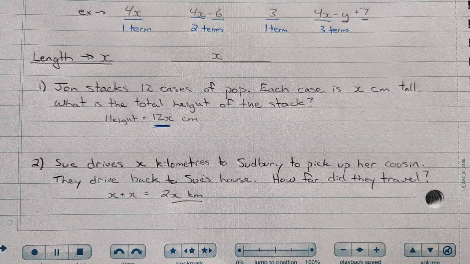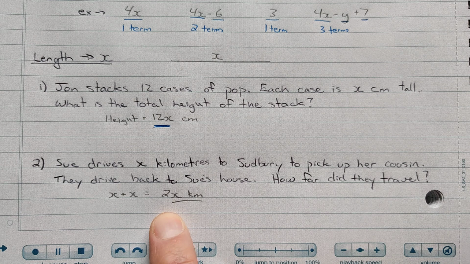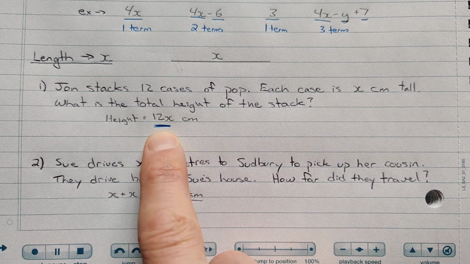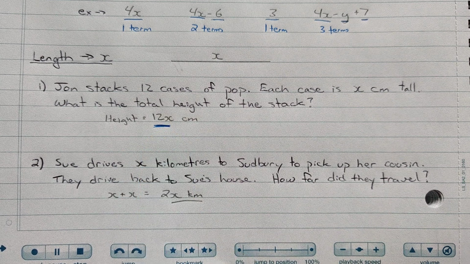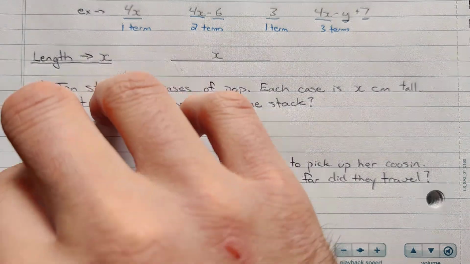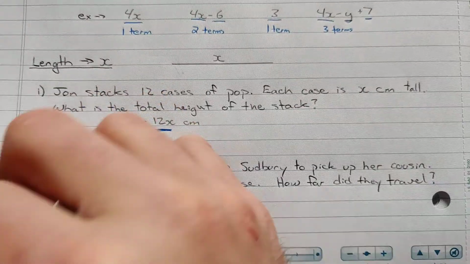So in these two situations, we don't know the actual height, we don't know the actual distance that she traveled, we just know that it was some distance. So back and forth would be 2 times that distance. 12 stacks of those cans would be 12 times that height of a can. So we can use these variables to represent situations, and this is where we get into the concept of what's called mathematical modeling. Now we can also use variables to represent concepts like area.